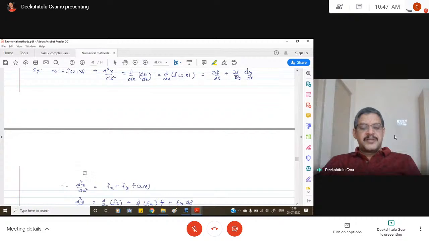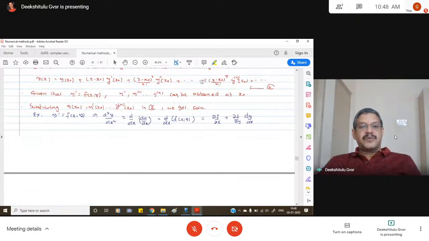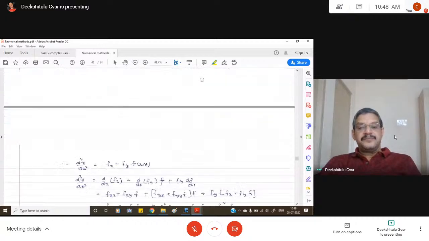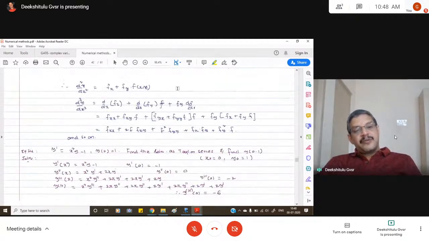So d square y by dx square is equal to dou f by dou x plus dou f by dou y, that is fy into f, because dy by dx is equal to f. So that's your d square y by dx square.